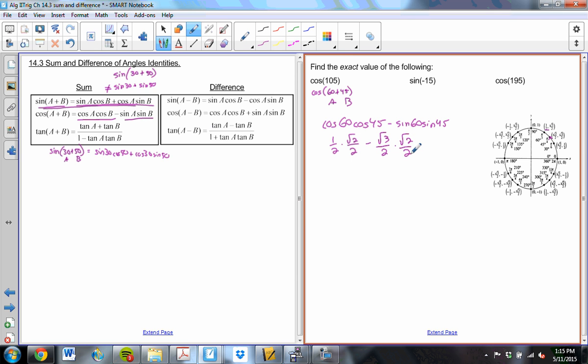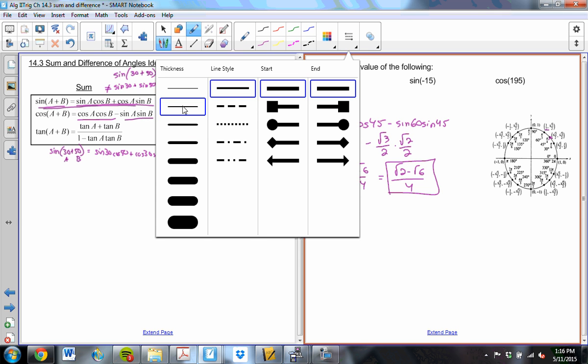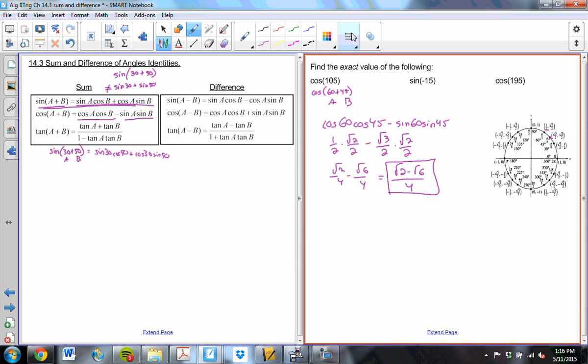So I end up getting root 2 over 4 minus root 6 over 4, and we just leave that as root 2 minus root 6 over 4. And that's the exact value. Whenever it says exact value for anything in trig, it pretty much means you're going to be on the unit circle. So if I'm going to do the sine of 15 degrees, well, again, 15 degrees isn't on the unit circle, but I could do 45 minus 30. That is on the unit circle.